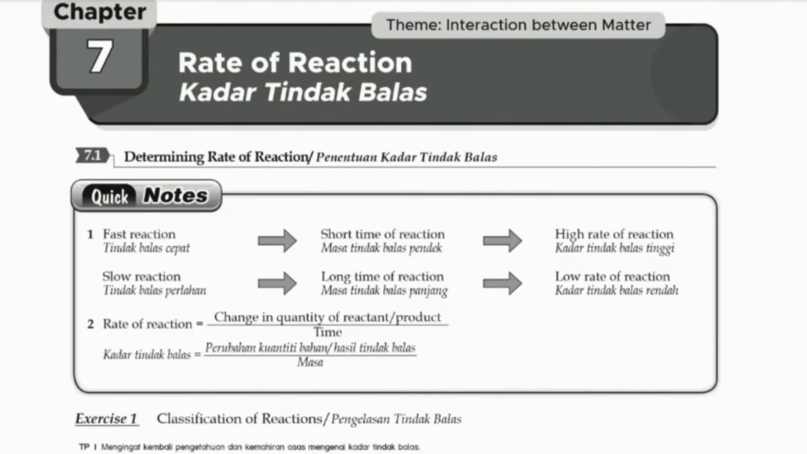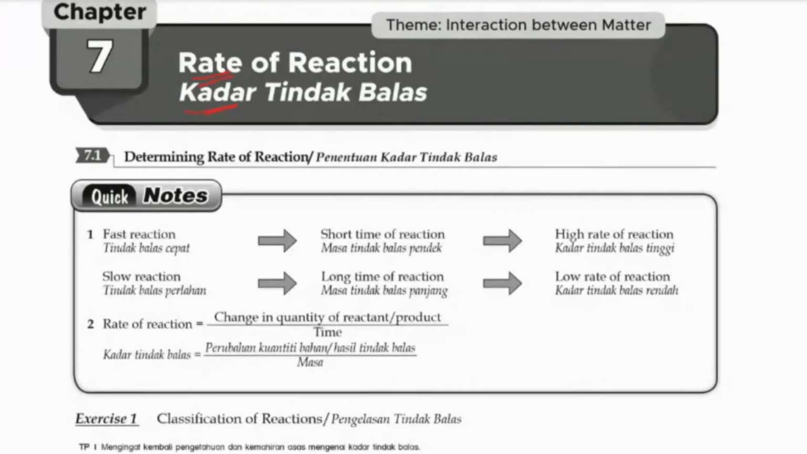Okay, so in the rate of reaction, the reactions we use, mostly we have discussed already in the chapters in Form 4. But now we want to focus on the rate. So first, if we want to determine the rate of reaction.